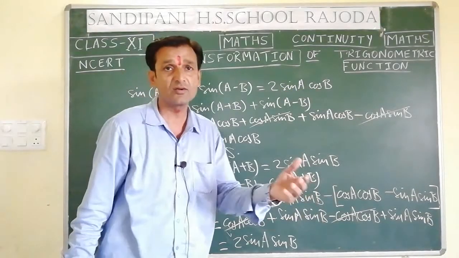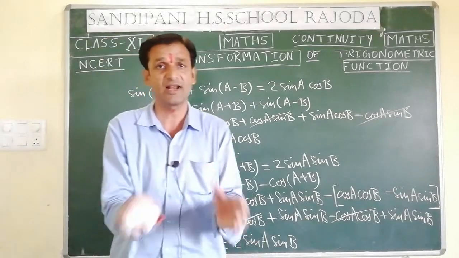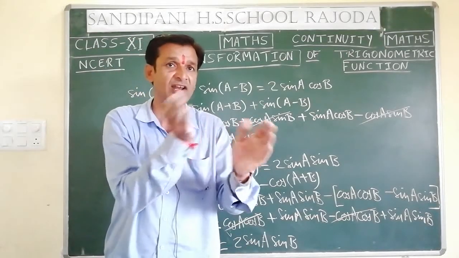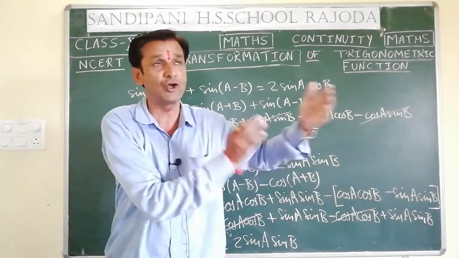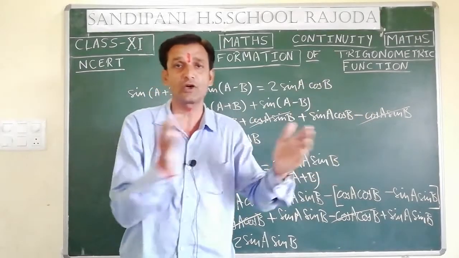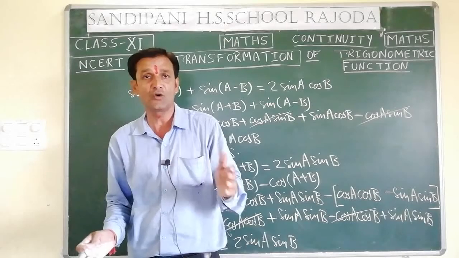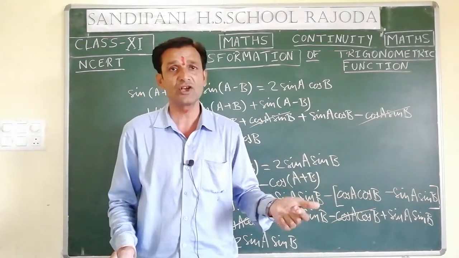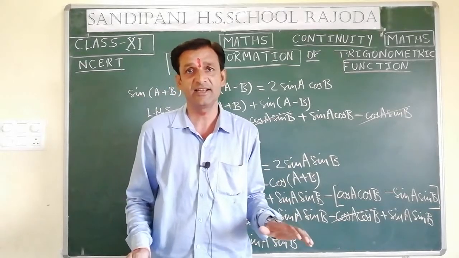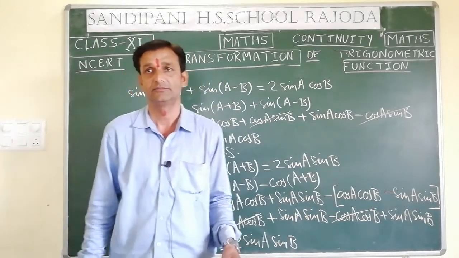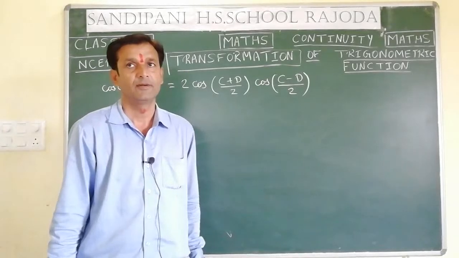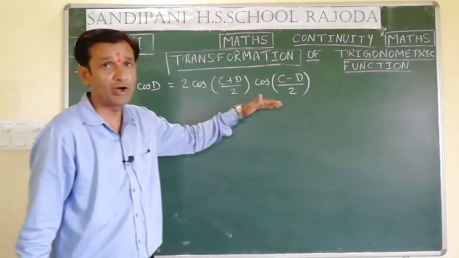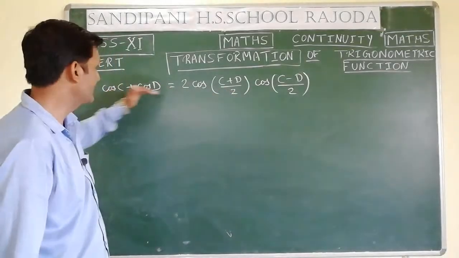This type of converting a trigonometric ratio into another form, from summation to product form or from product to summation form, is called transformation. And in case of cos C plus cos D also we can assign it in that manner only. Again I am explaining with the help of the formula how to transform this into this or this into this.